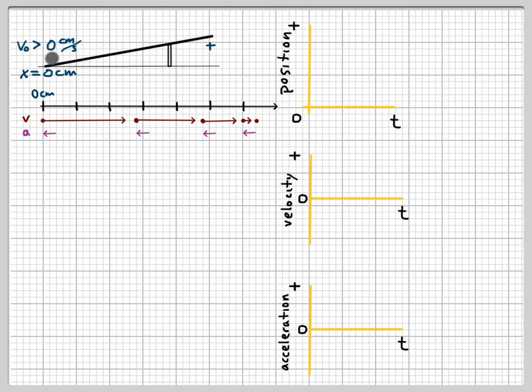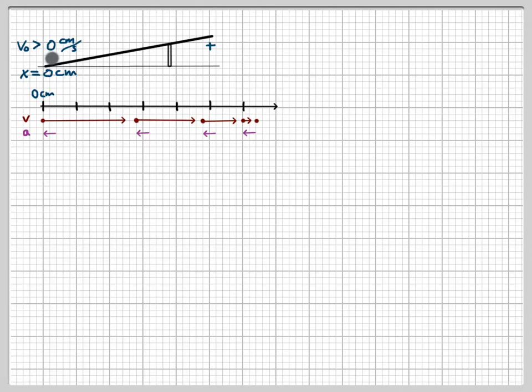Let me back up just a moment. We can figure this out if we go back to the acceleration definition again, where acceleration is defined as the change in velocity over the change in time. Let's look at two velocities. We'll look at the velocity at this position and the velocity at this position.